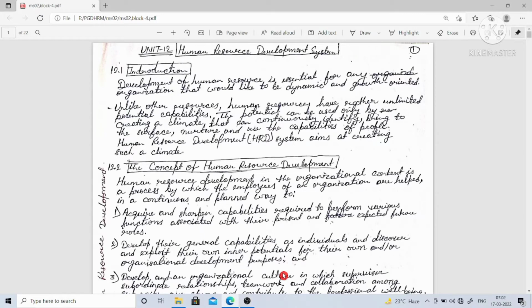Today I will explain Unit 12 of Block 4. Block 4 is Human Resource Development, and this is the first unit of this block. This is Unit 12 of MS02. Now let's start. Here the unit's name is Human Resource Development System.